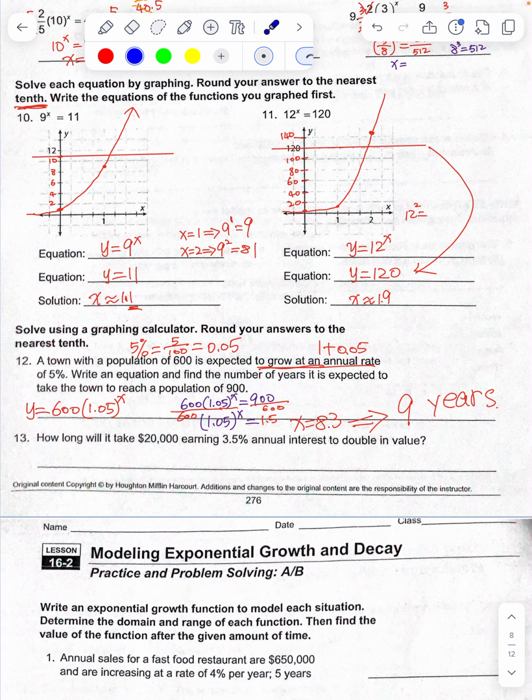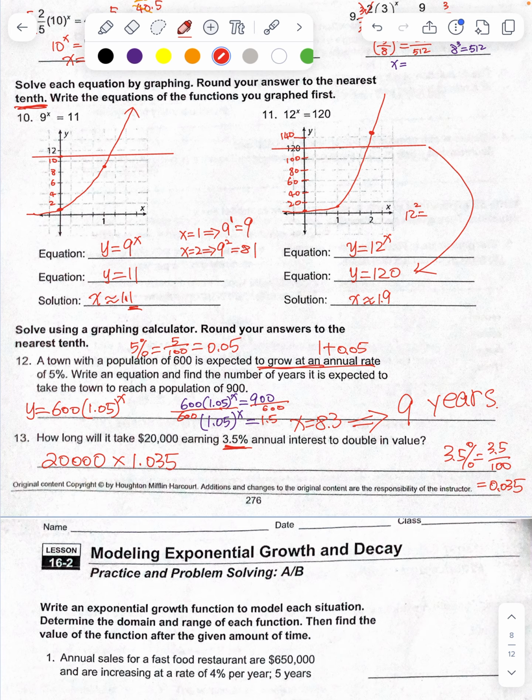Now number 13. How long will it take $20,000 earning 3.5% annual interest to double in value? You just use 20,000 times 1.035. I just changed the 3.5%, so this means 3.5 divided by 100. This equal to 0.035. And then I add 1.